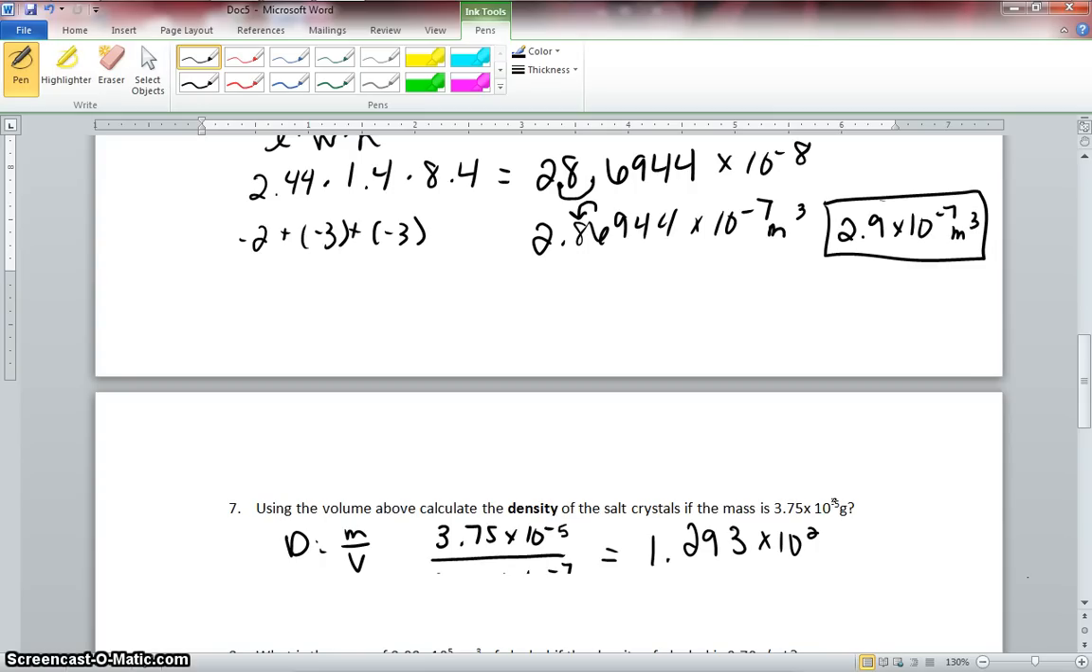I don't know why I keep going berserk. So remember, this was the 2 point, okay, now it's back. So sig figs, we have two significant figures up here. We have 3 here, so we're going to go with 2. So this 9 is going to round that 3, so it's going to be 1.3 times 10 to the second grams per meter cubed.